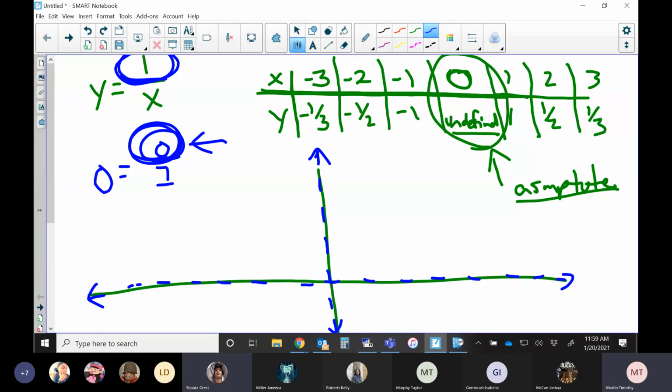Kelly, what do we know about the numerator? It can't be 0. So what does that mean? This y will never ever be 0. Why? Because the numerator will always be something.